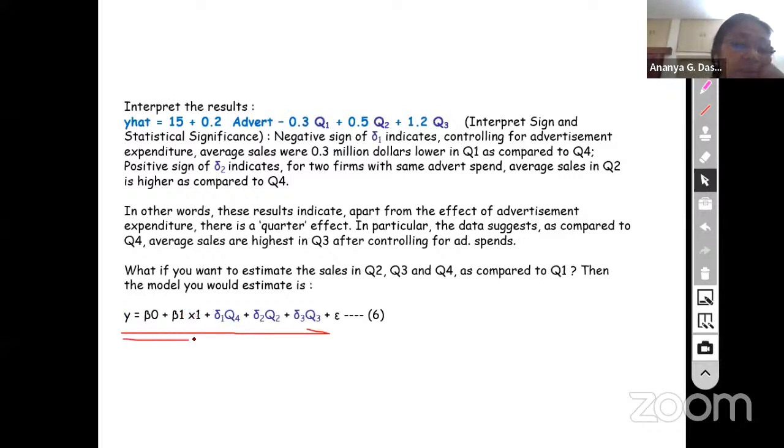So in this model, quarter 1 is the base group. So here delta 1 will give me the difference between quarter 4 and quarter 1. Delta 2 will give me the difference between quarter 2 and quarter 1, quarter 3 and quarter 1, and so on. Okay. So that's something that I wanted to discuss so far as the coefficient of a dummy variable is concerned, when you simply have an intercept dummy in the model.